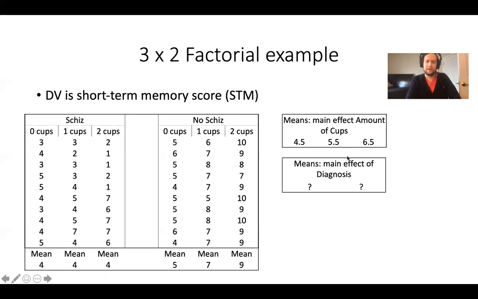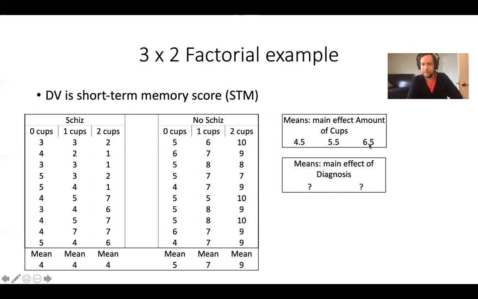So right here, I want you guys to think about this one a little bit. I'll have someone put it in the chat here as the answer. Now I want us to calculate the means for the main effect of diagnosis. The clue is that there's 2 of them. We know that the factor diagnosis only has 2 levels, people with schizophrenia and people without schizophrenia. What we want to find out is those 2 marginal means.